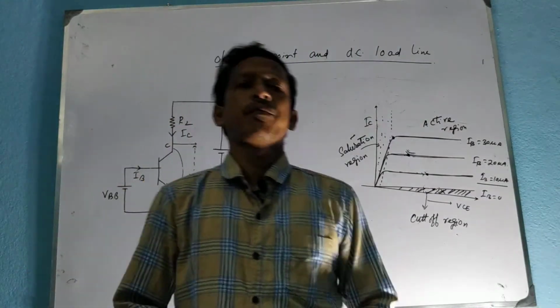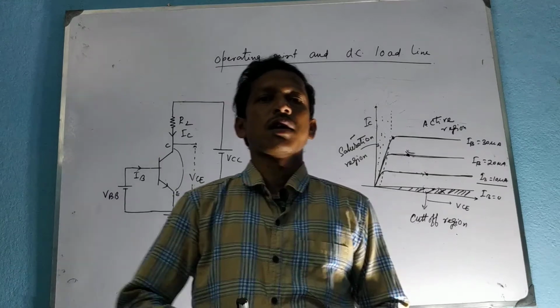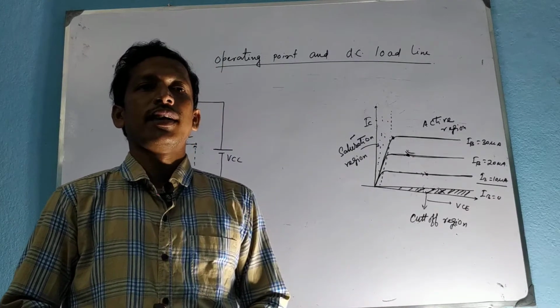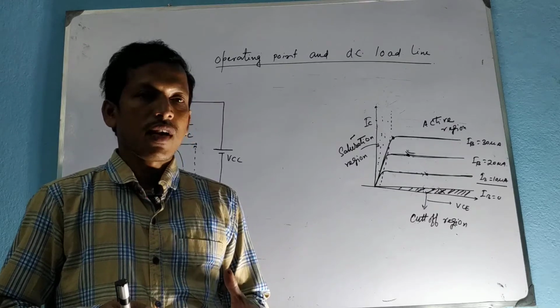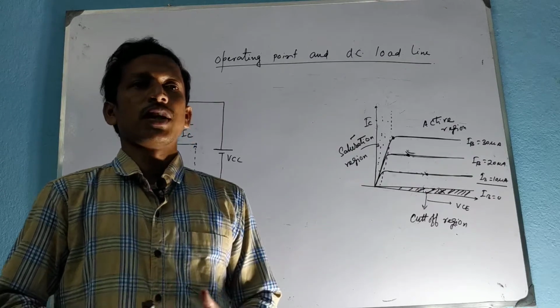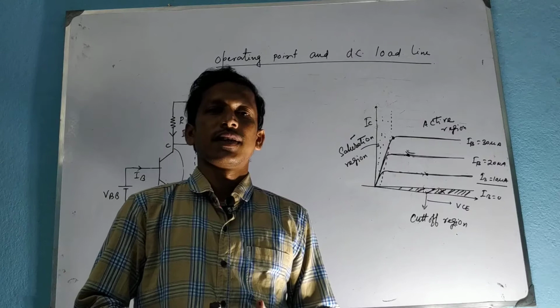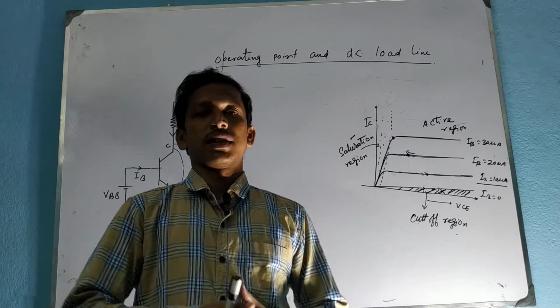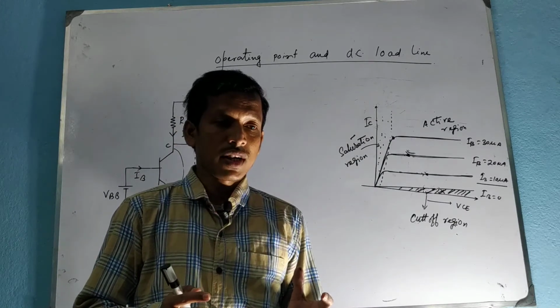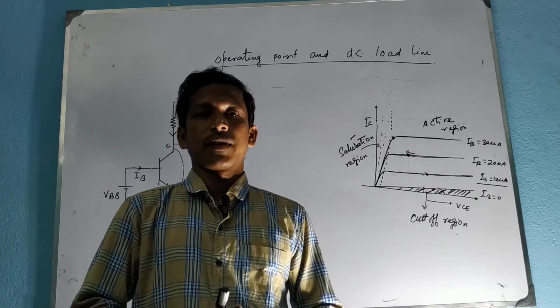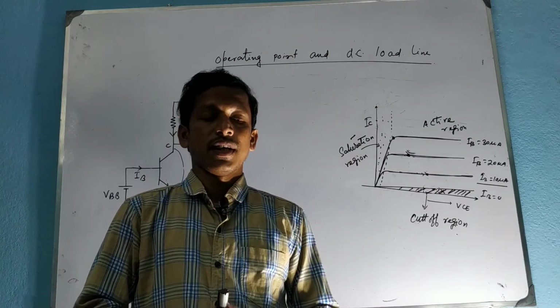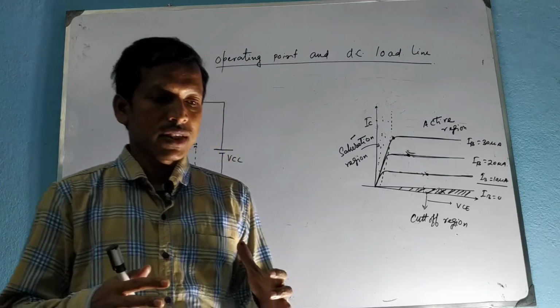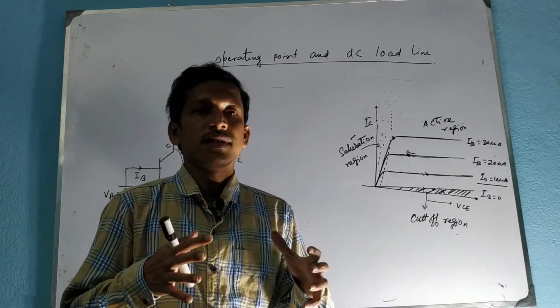Good morning everybody. Today we are going to discuss the operating point and DC load line of a transistor. The operating point of a transistor is very important for the application of a transistor for different purposes. So the concept of the operating point is very important. What do we mean by the operating point of a transistor? Actually, the operating point of a transistor means where the transistor is acting.